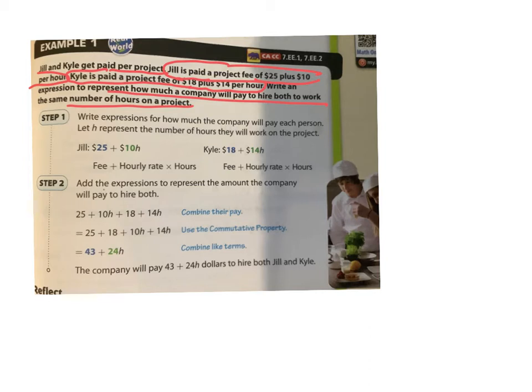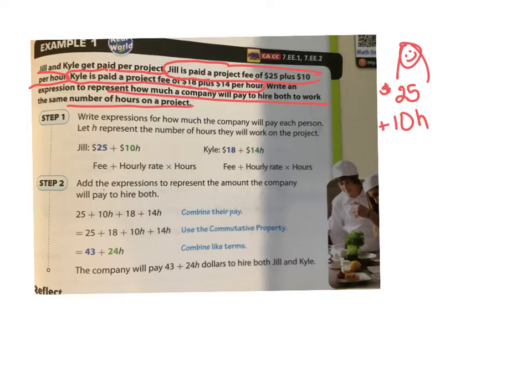Okay, let's draw the picture. We have Jill. We'll give her long hair. She's going to get the $25 right away, and then on top of that, $10 for every hour that she works. So 10 times however many hours she works, H. We don't know. They didn't tell us how many hours.